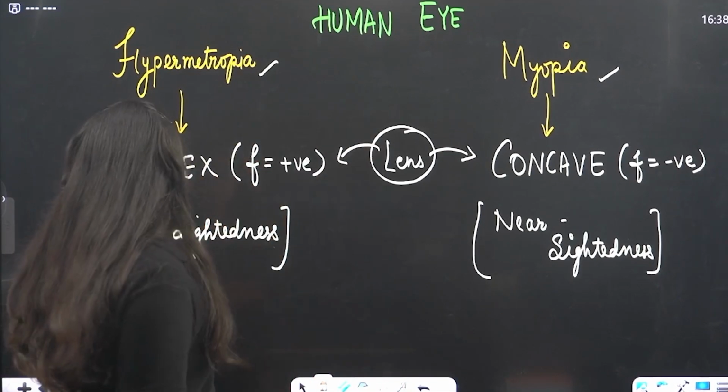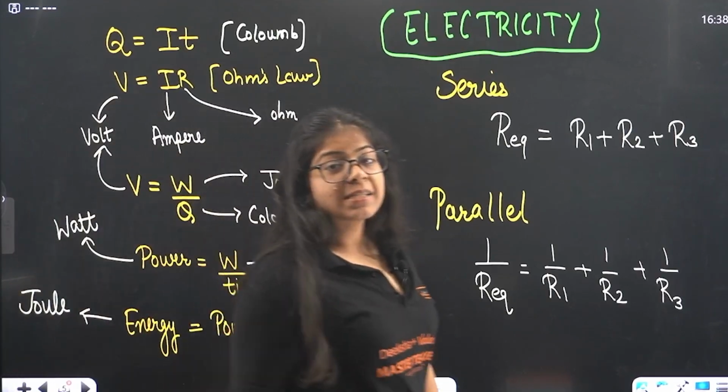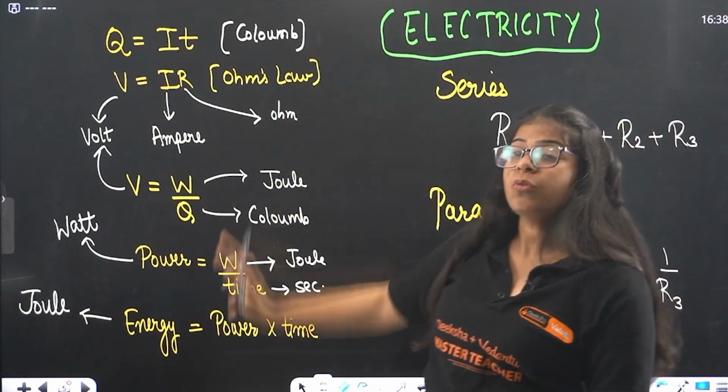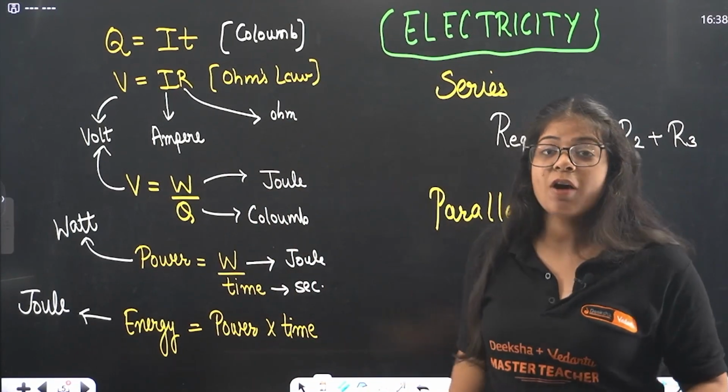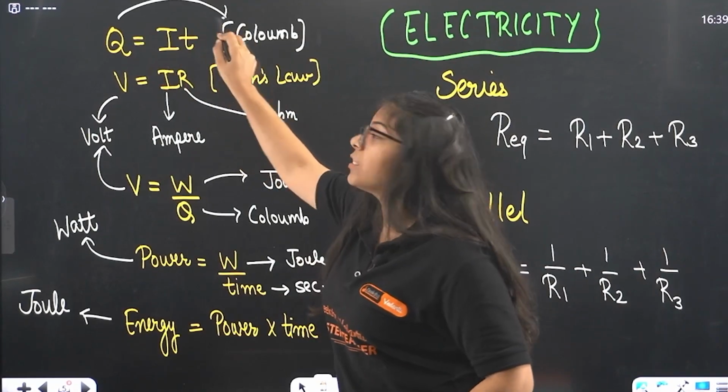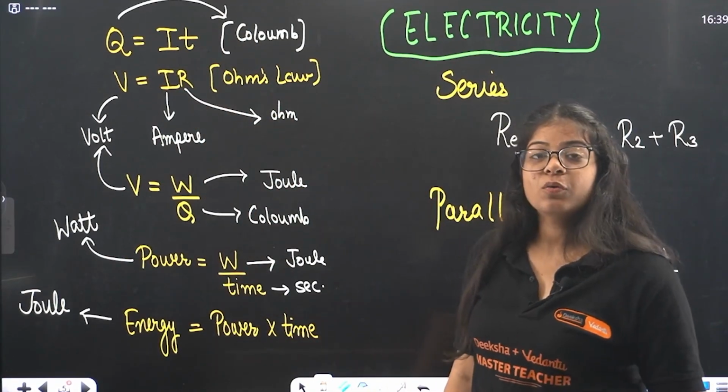Talking about the chapter electricity, we have some formulas. Starting with the very basic, Q equals I T. Charge equals current into time. The unit of Q is what? Coulomb. The unit of Q is Coulomb.